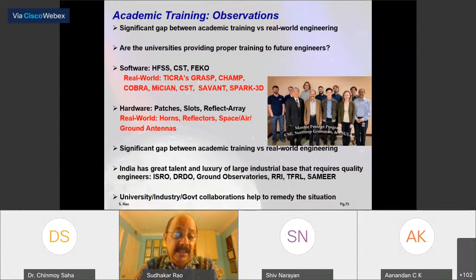And hardware, I see most of the publications and papers coming from universities are patches, slots, reflector arrays. And I think in the real world, you want horns and reflectors, at least need to include. I'm not saying that patches we can't use, slots we can't use, but the majority is horns, reflectors, space, air for all ground antennas.